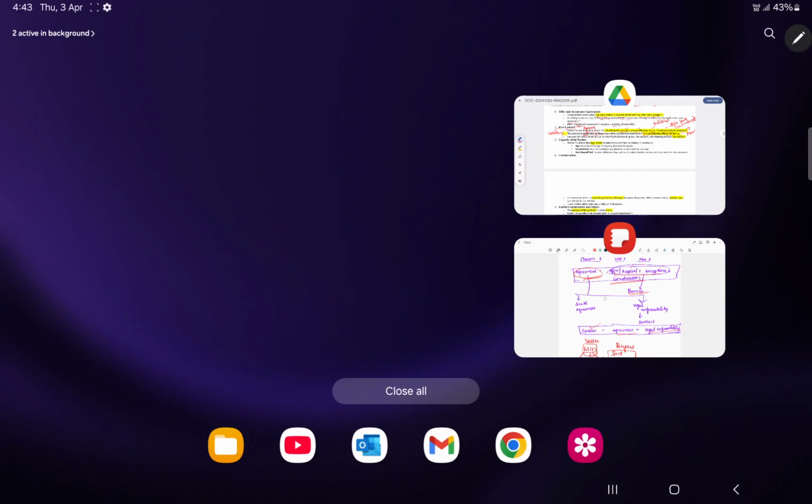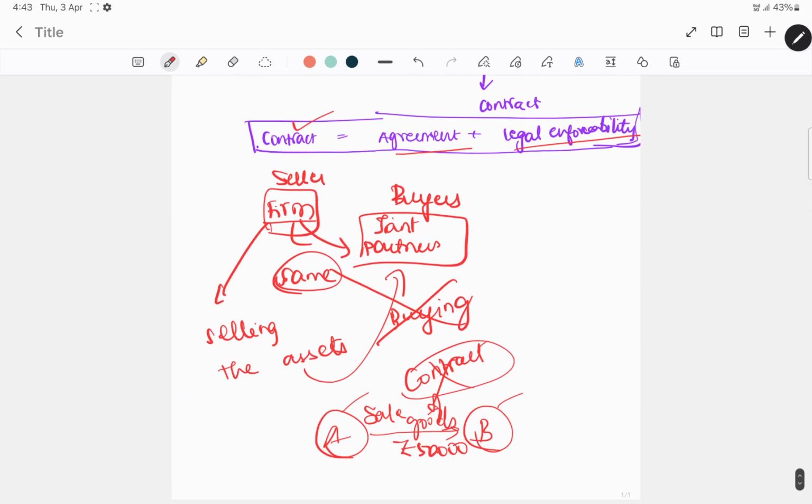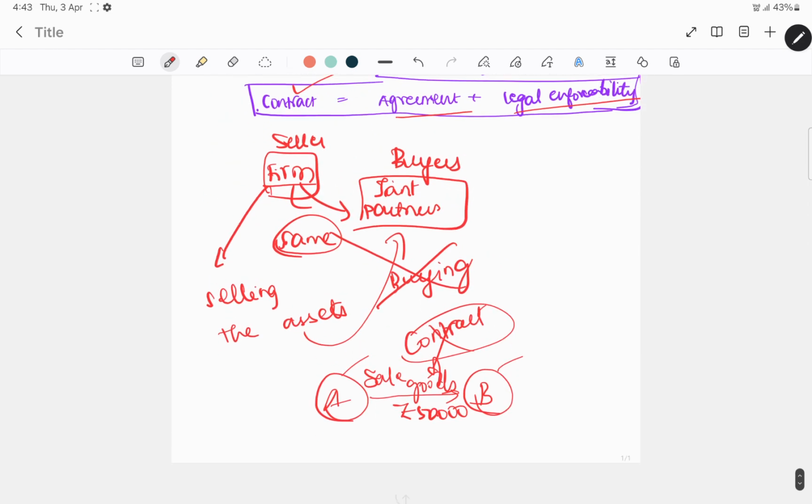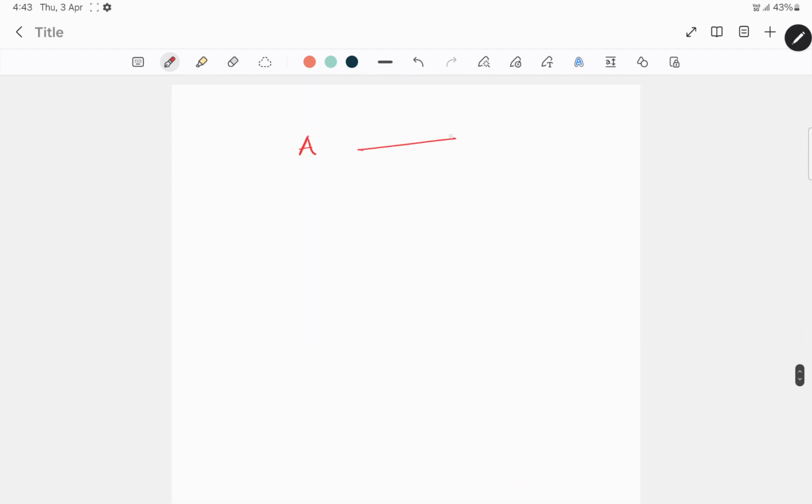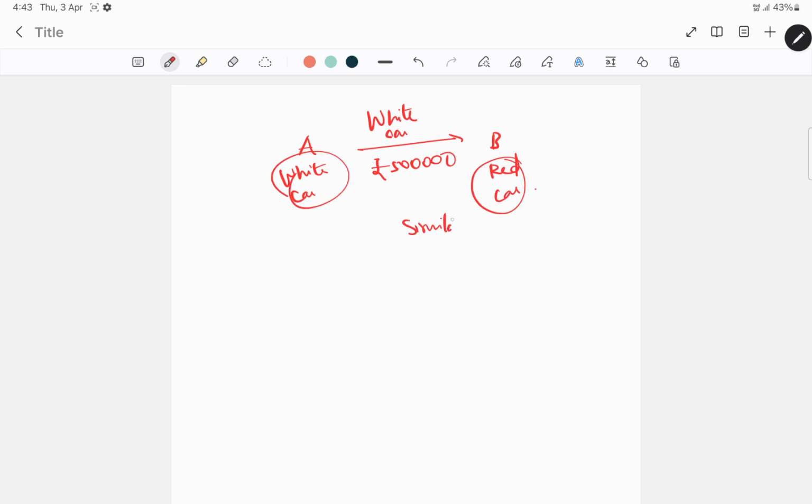There has to be similarity of minds. For example, if A is selling his car to B, A is making an offer that he's selling his white car for 5 lakh and B accepts the same. So A is thinking in his mind that it's a white car, whereas B is thinking that it's a red car and is agreeing to the same. In this case, it's not valid because there is no similarity of mind, so it's not a valid contract.